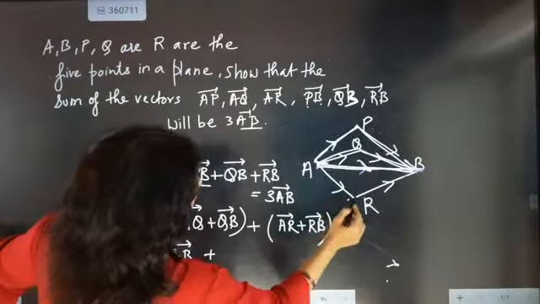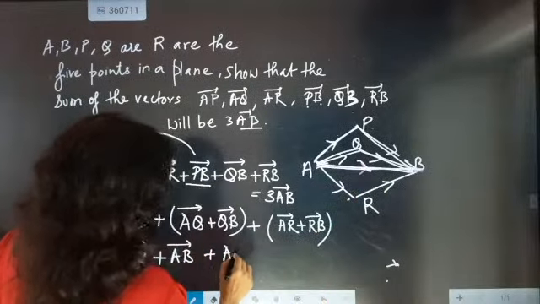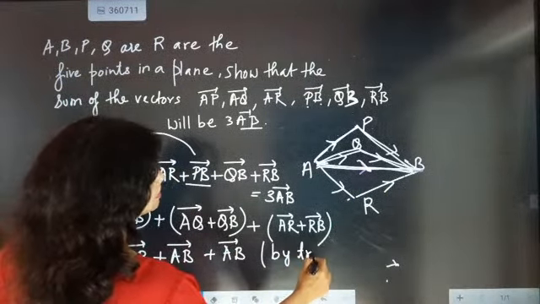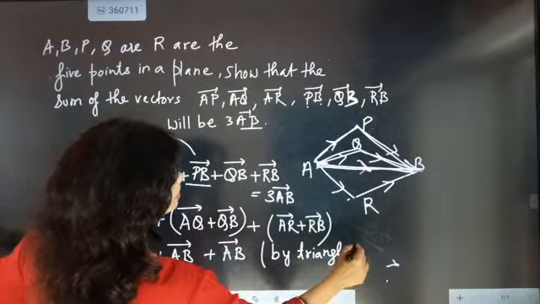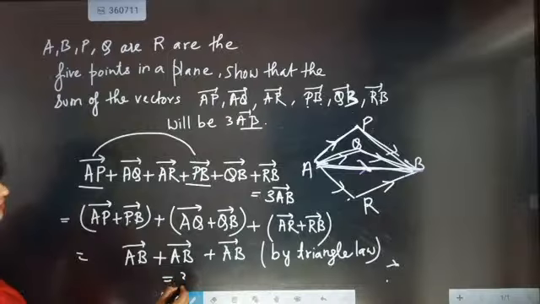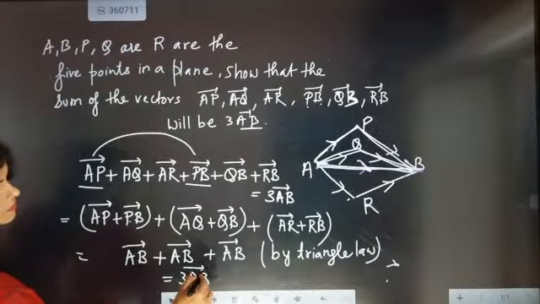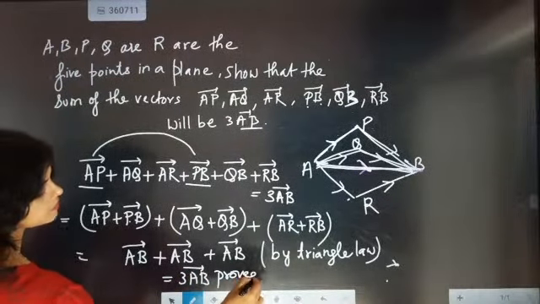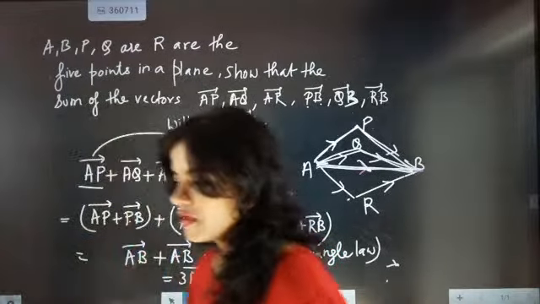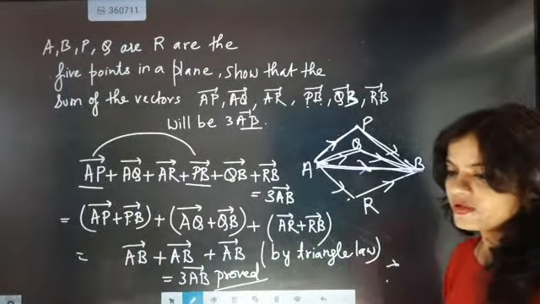Now AR plus RB will become AB. Here one thing you have to say, by triangle law. Now AB plus AB plus AB will become 3AB. Done. Proved. Harish also proved, Mahesh also proved.